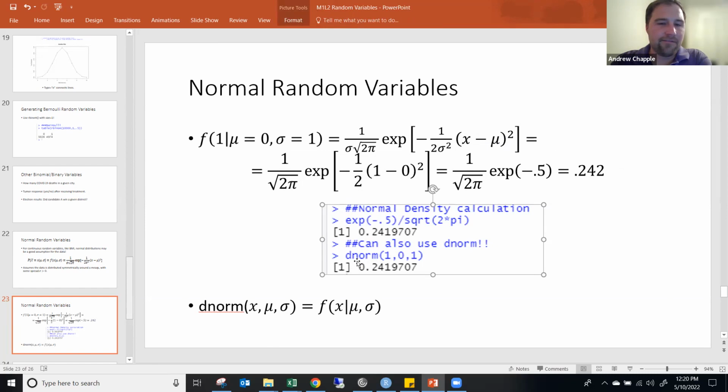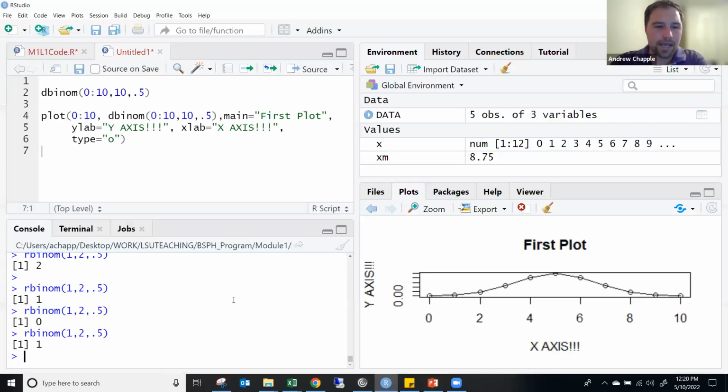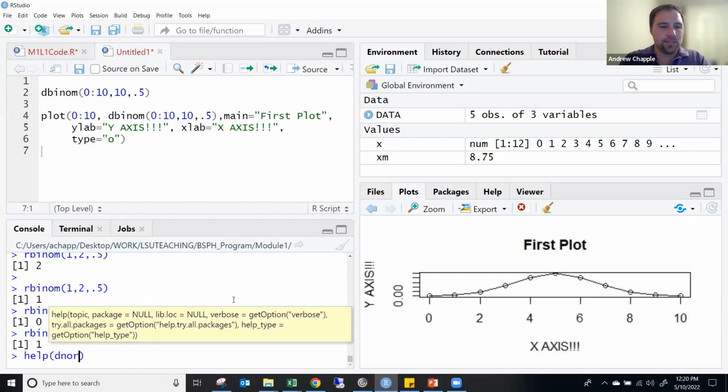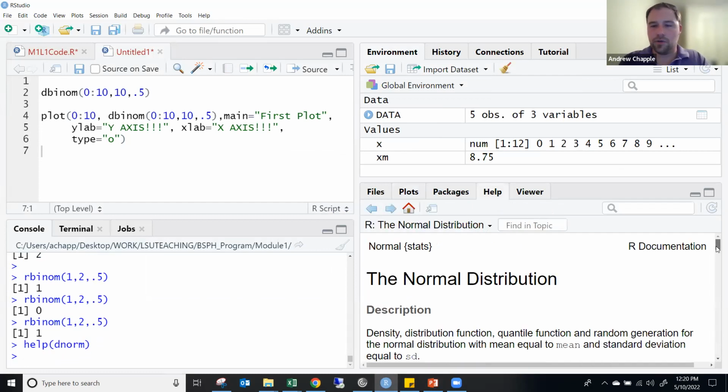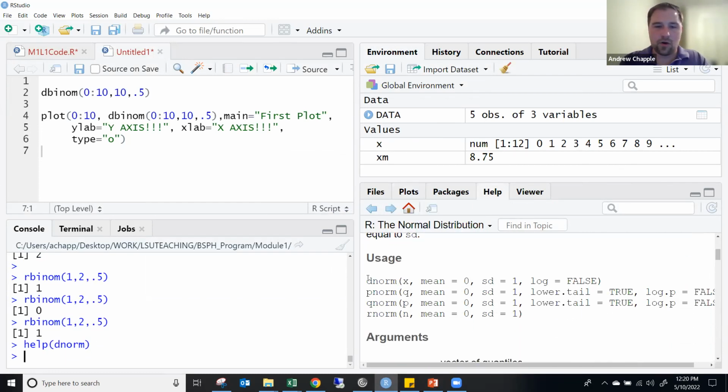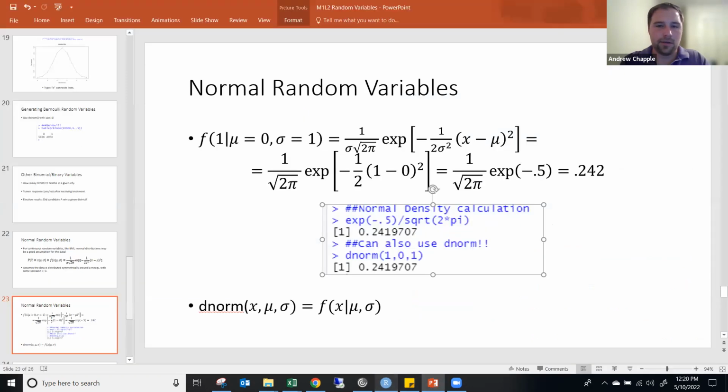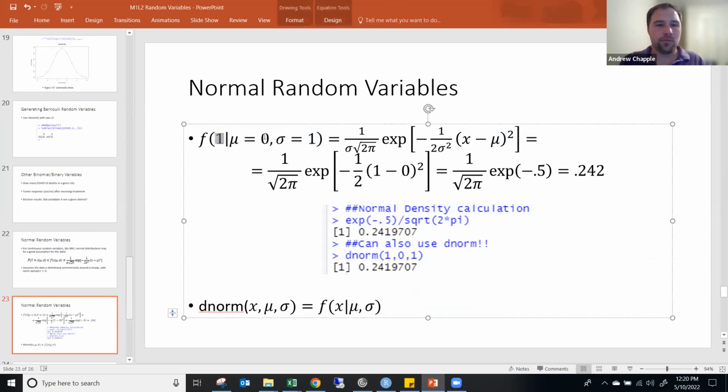But I can also get that from just doing dnorm. If I look at help dnorm, this is for normal distributions, generating random variables. The syntax is I plug in my x value, my mean, which is my mu, and my standard deviation. So I just plugged in dnorm 1, x equals 1, 0, that's the mean, and 1, that's the standard deviation. dnorm x mu sigma is equal to f of x mu sigma.